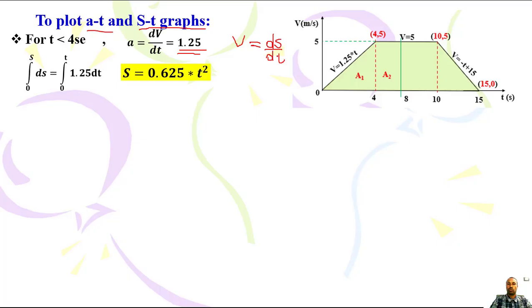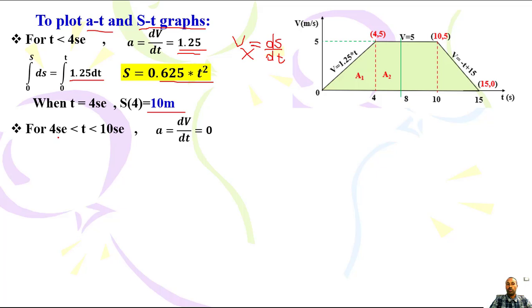So just crisscross this one, then integrate both sides. Integral ds from 0 to s, 0 to t, 1.25 dt. For this interval, you can find s. Then s will be this equation. So if you have the s equation, you can develop a curve. So when t is 4 seconds, s is 10 meters.